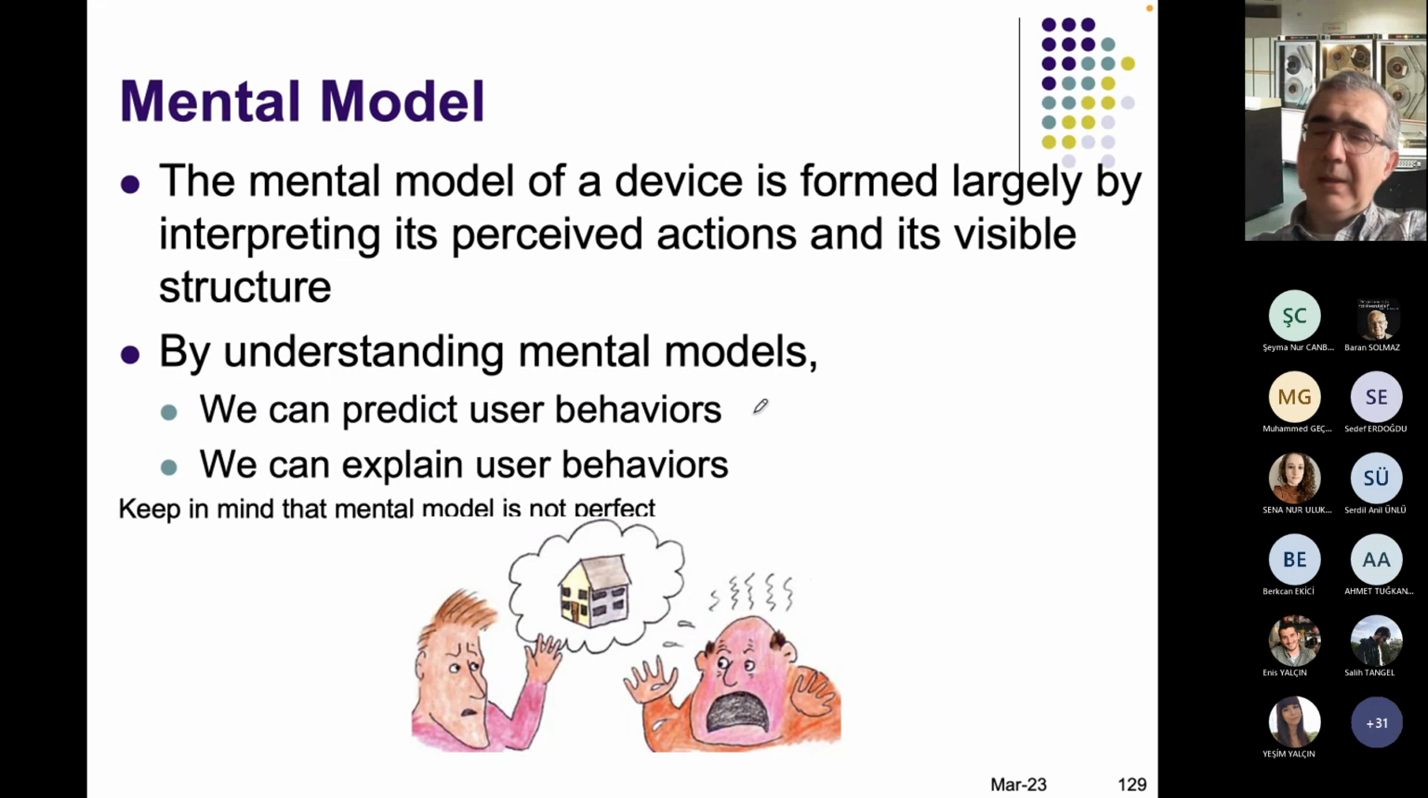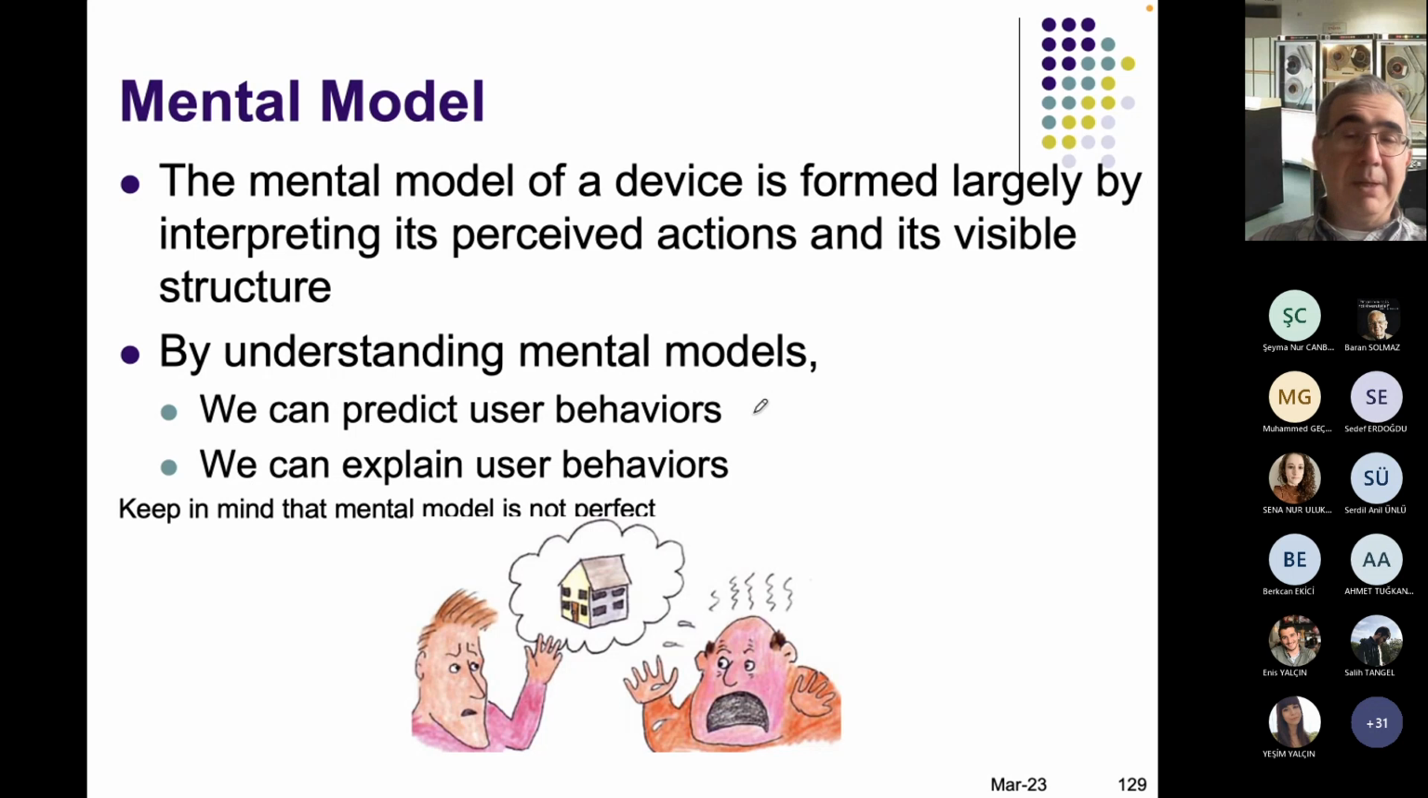So generally, the name of the description is the mental model. Zihin modeli, kavramsal model. The mental model of a device is formed largely by interpreting its perceived actions and its visible structure. By understanding mental models, we can predict user behaviors, we can explain user behaviors.